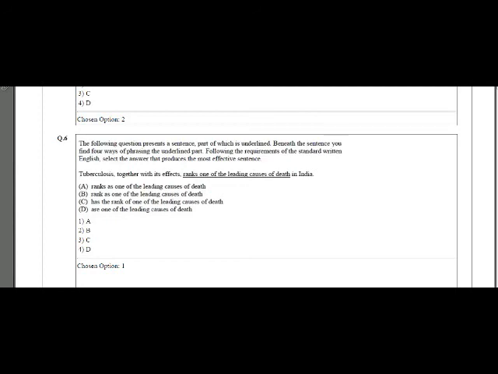So as you can see, just read out the options in place of the underlined phrase in the sentence. So tuberculosis, together with its effects, ranks as one of the leading causes of death in India. So it fits perfectly. And the second one is also like rank. You don't use one of the and a similar word. So B is the wrong answer. And has the rank of one of the leading causes, so that is also wrong. And you don't use plural ranks and one of the in the sentence. So complying with English grammar, the correct answer is A.